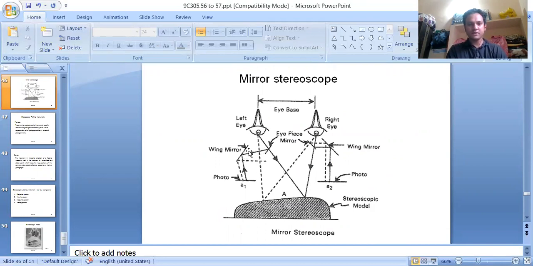This is called a wing mirror. These are wing mirrors, meaning big mirrors. Here we have another type of mirror, eyepiece mirrors also. This is the stereoscopic model after fusing the different photographs. This is the eye base, the left eye and right eye, where we are seeing.